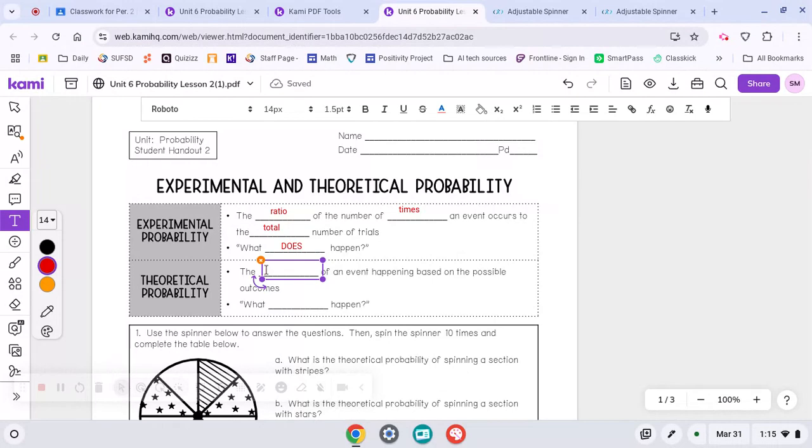Now, before we were finding theoretical probability, which was the likelihood of an event happening based on your possible outcomes, and it is actually what should happen.